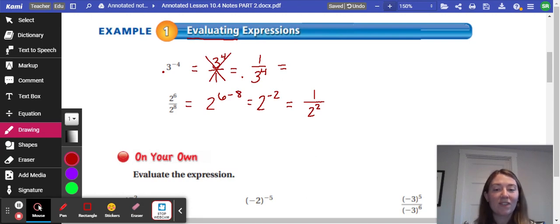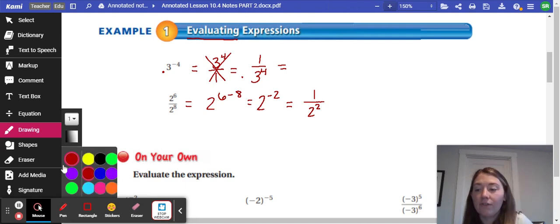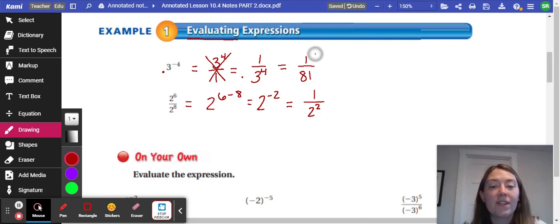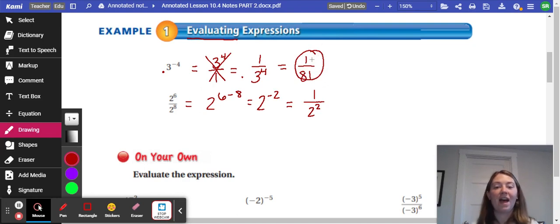If you're not sure on 27 times 3, go ahead and check that on your calculator, or use Desmos and just do 3 to the 4th power yourself. But when we do 3 to the 4th power, we should get 81. So we have 1 over 81 as our final answer. Now this is fully evaluated, right? We're getting one final value as our answer.